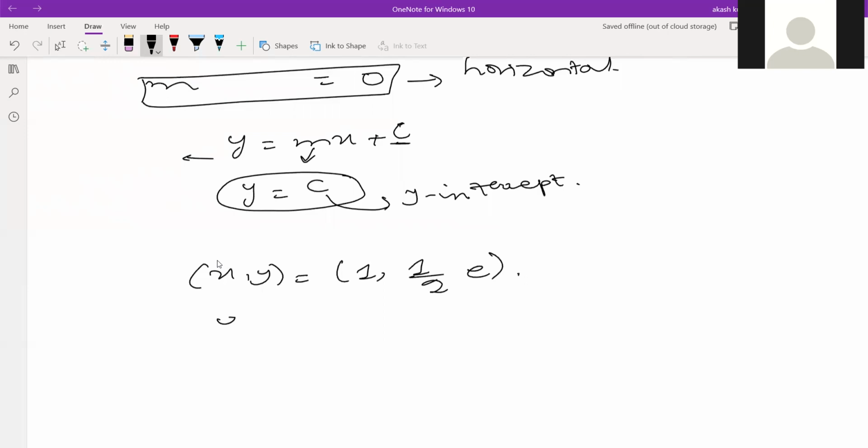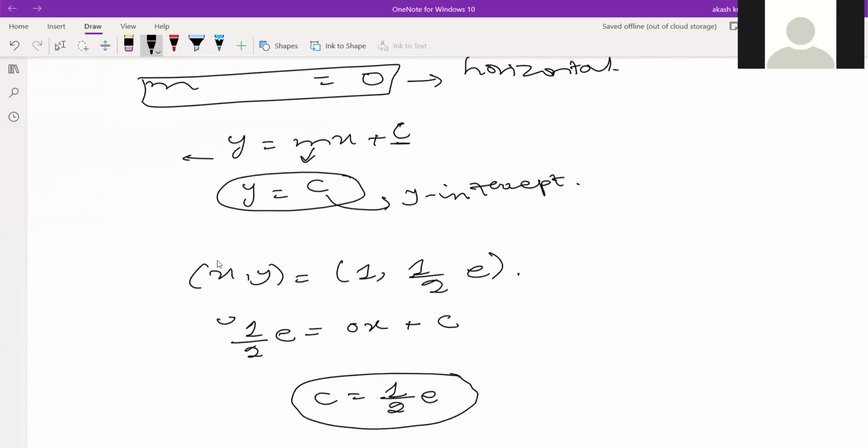Yes. Okay, so y is half e, m is 0, x plus c. So c will be half e. Is it clear? Can you repeat this part again?